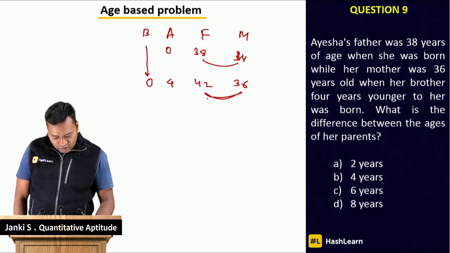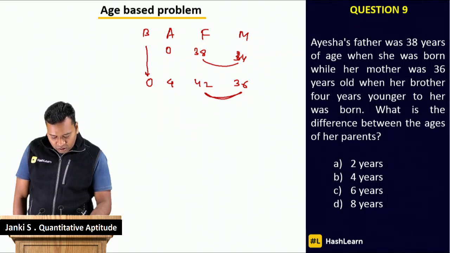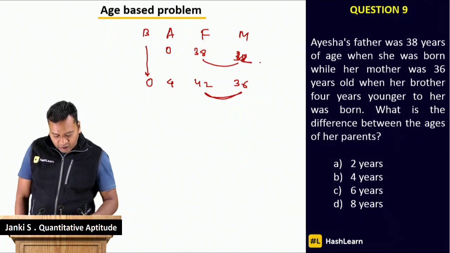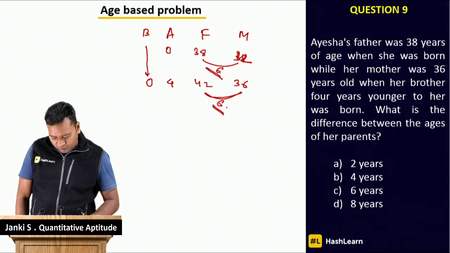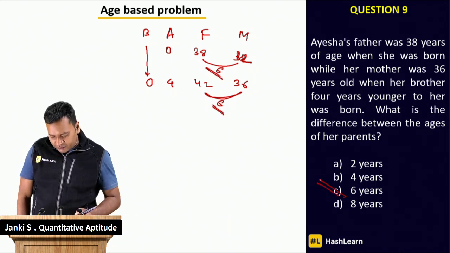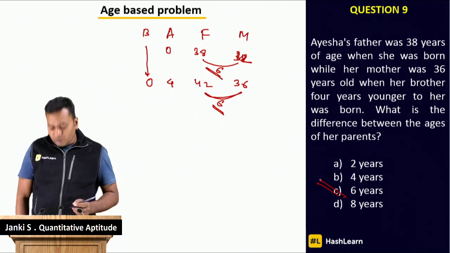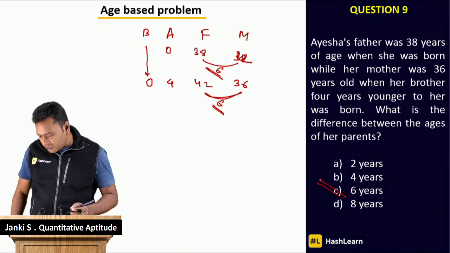Sorry, this is not, this is 32 here, right? So my difference is how much? My difference is but 6. Let's take this part as a difference or this part as a difference. My difference will always be 6. So my difference is nothing but 6. My value is nothing but 6 years in this case.